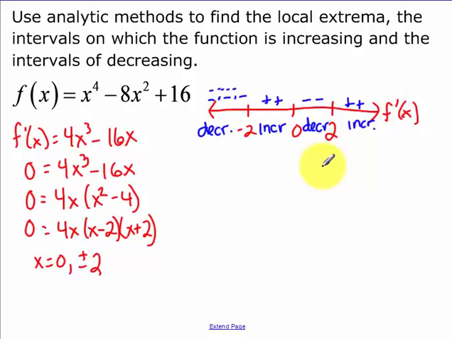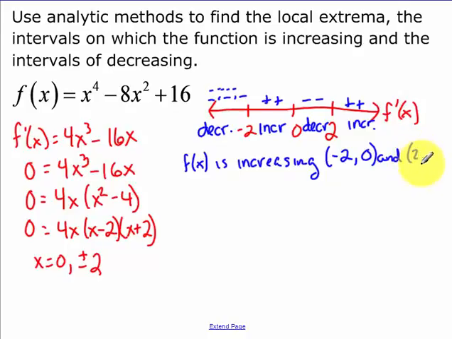So this is not just your work. You have to write it out. So we need to say f of x is increasing on our interval from negative 2 to 0 and from 2 to infinity. Now check and see what the book does. I think this is where the book and I disagree. They might have these be inclusive of negative 2, 0, and positive 2. So when you're going through the book, just check and see what they're doing. And same thing with MyMathLab. I think those might be inclusive.